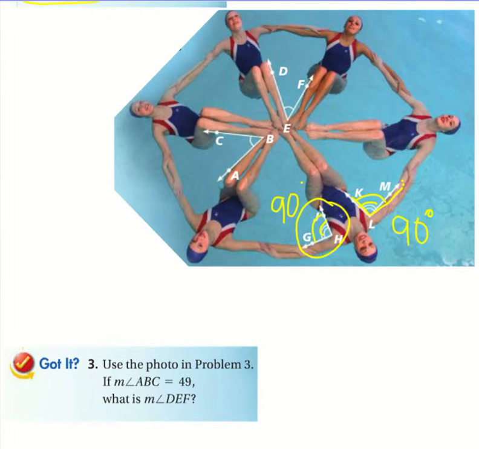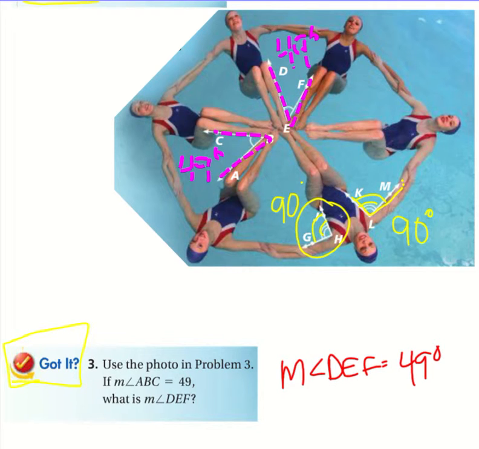So what I'd like you to do now is pause the video and answer this got it question down below. If we look at those, they each had that one arc, and so the measure of angle DEF is going to be the same as the measure of angle ABC, 49 degrees.